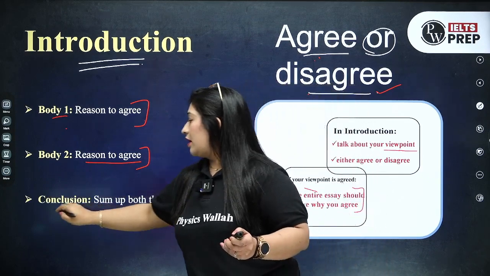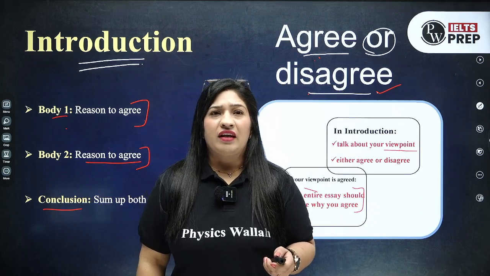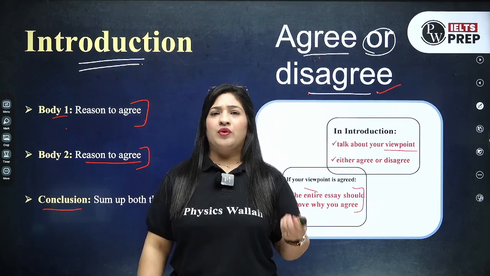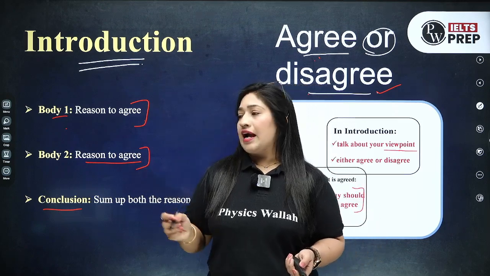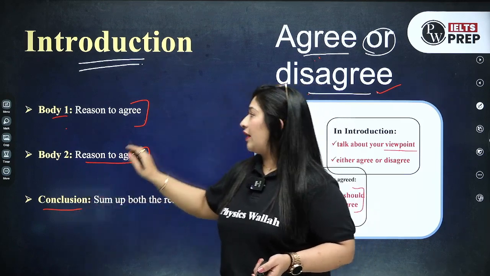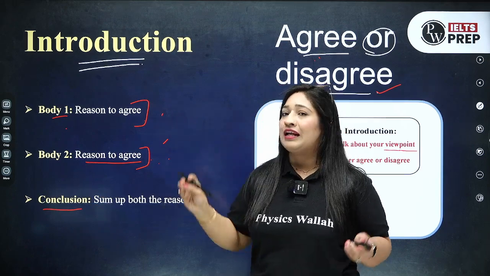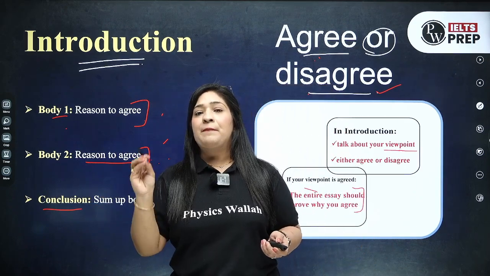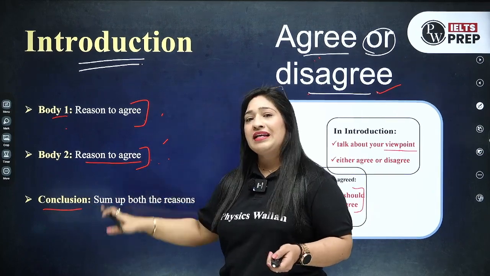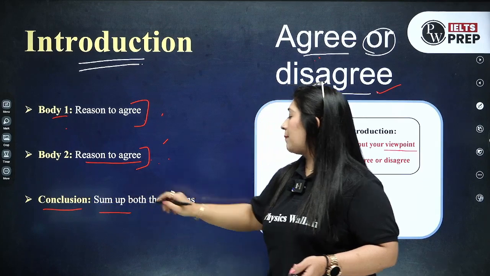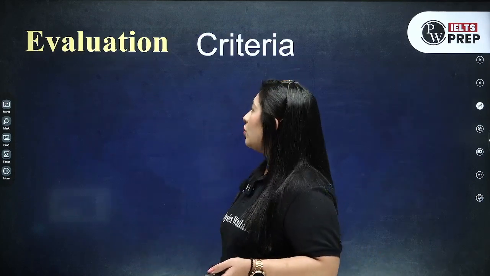The conclusion, I have also seen most of the students feel very confused, right? They feel like, okay, what to write in conclusion? Everything I have written here only, right? So they need to understand that in the conclusion, whatever the points they have written or explained in the body paragraph, the same points you are supposed to sum up, right? You are not supposed to add anything new. You are going to sum up both the reasons by repeating your opinion. You can add that also.